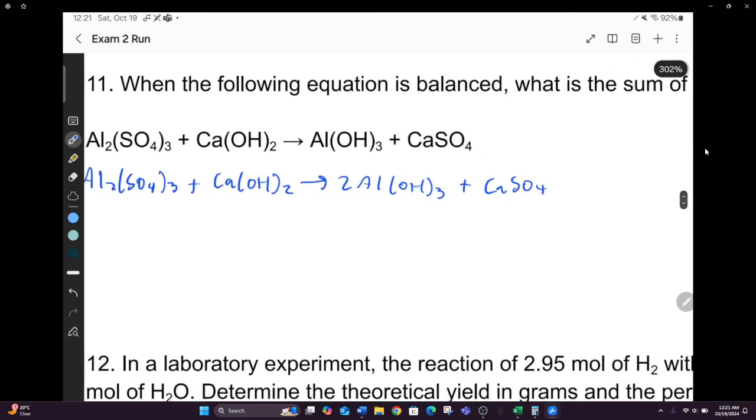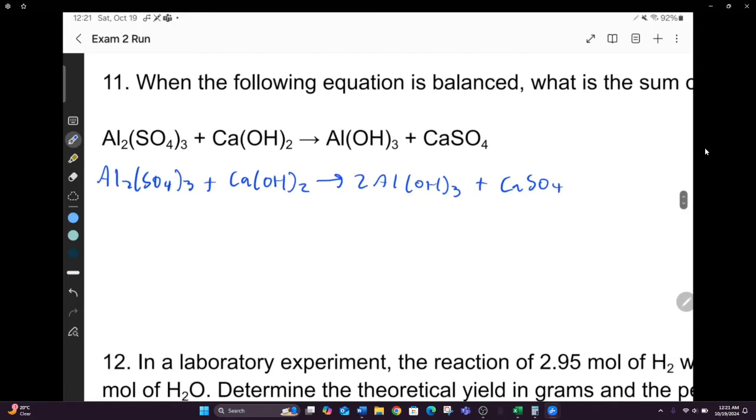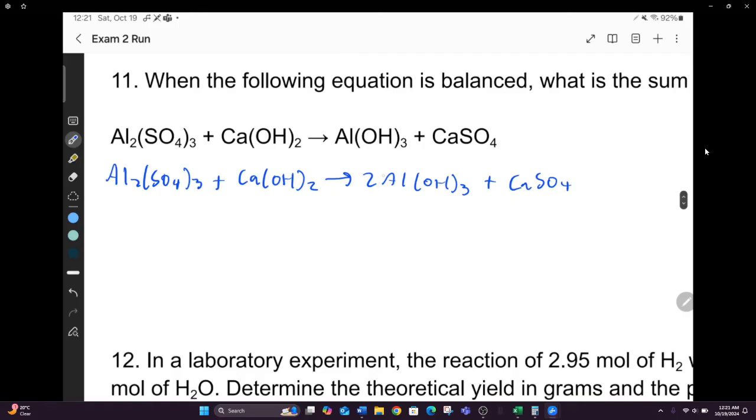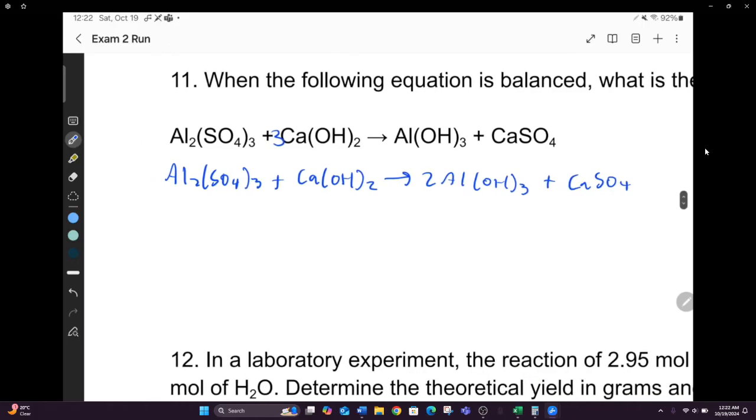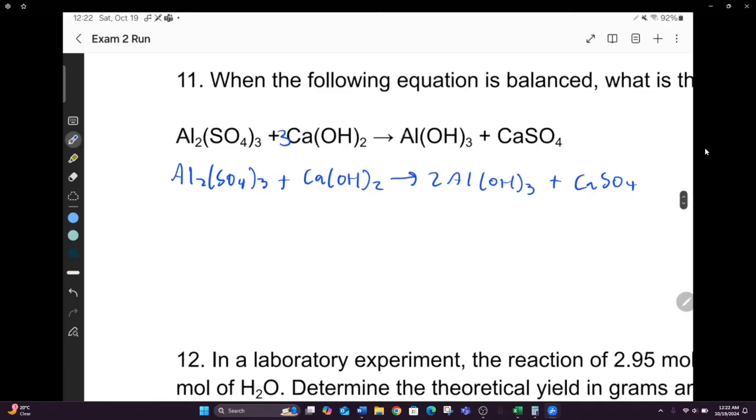But logically speaking, how I would think of this is, okay, we have 2 Als, we only have 1 Al here, balance it out that way. The next thing I'm going to do is put a 3 in front of the Ca, this right here. The reason for that is I'm going to start balancing the oxygens, hydrogens, everything else. As you can see here, we have 3 hydrogens here. Or wait, I think it was more in terms of the oxygens.